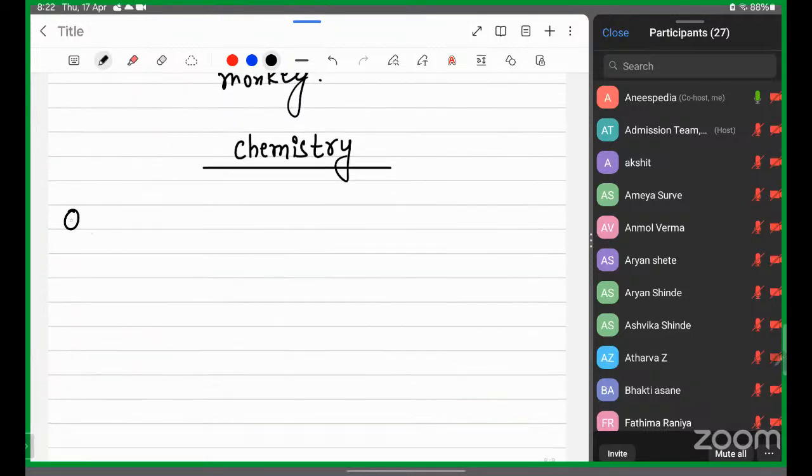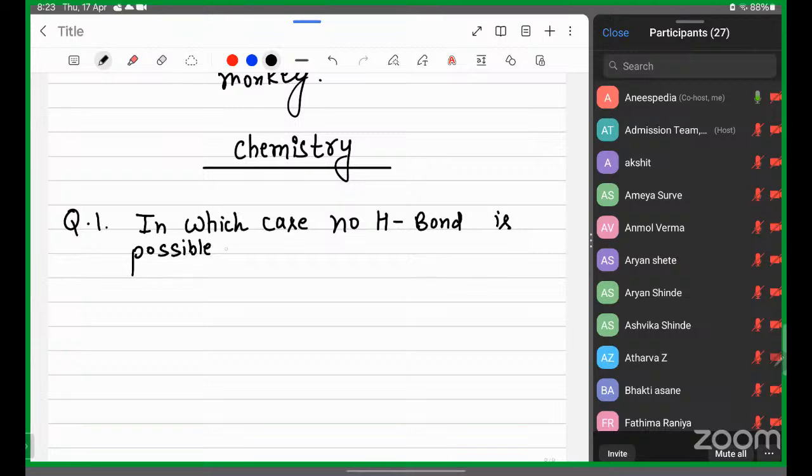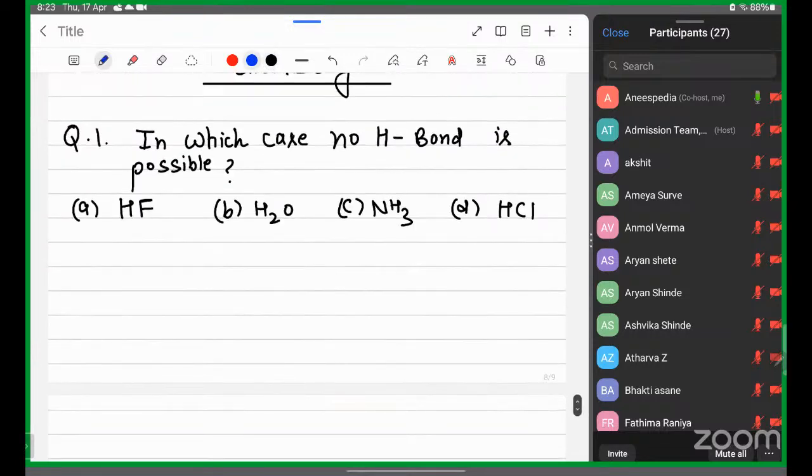First question is, in which case is no hydrogen bond possible? Options are HF, H2O, NH3, HCl. Which will be the correct answer?